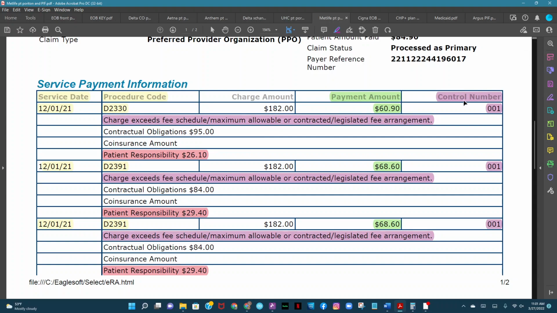As you can see over here, the control number is actually the remark codes or the comments that they have for each part of the claim. And as you can see here, they are all the same: charge exceeds fee schedule, maximum allowable or contracted fee arrangement. So that's just saying it's too high, and this number here is what it's too high by. Essentially this is the PPO discount that we've seen on the other EOBs, where we would subtract their discount from the total amount submitted to get the actual fee. So same thing, just different verbiage here.